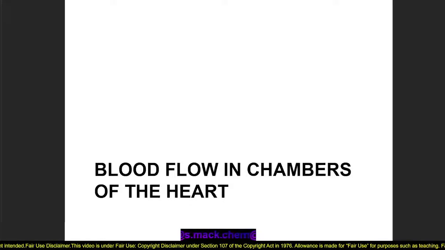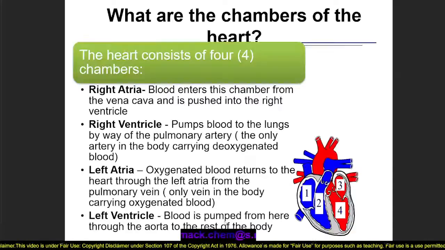Hi guys, in this video we'll look at blood flow in the chambers of the heart. I will refer to the diagram seen in the lower right hand corner. This diagram shows a cross section of the heart where the chambers are labeled 1, 2, 3 and 4. We have to remember that this is the right of the heart and this is the left. I will number the points seen on the screen which refer to the respective chambers.